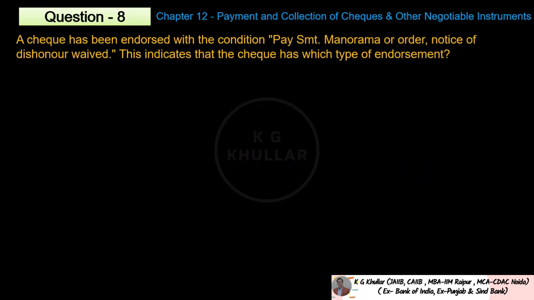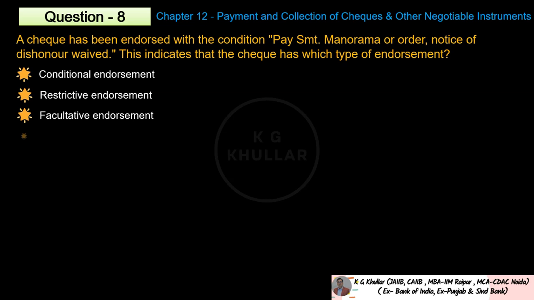The next question is from chapter 12, that is payment and collection of checks and other negotiable instruments. And the question goes like this. A check has been endorsed with the condition pay Shrimati Manorma or order, notice of dishonor waived. This indicates that the check has which type of endorsement, and these options are given to you. That is, first option is conditional endorsement, then second option B is restrictive endorsement, then third option C is facultative endorsement, and last option D is endorsement in full.